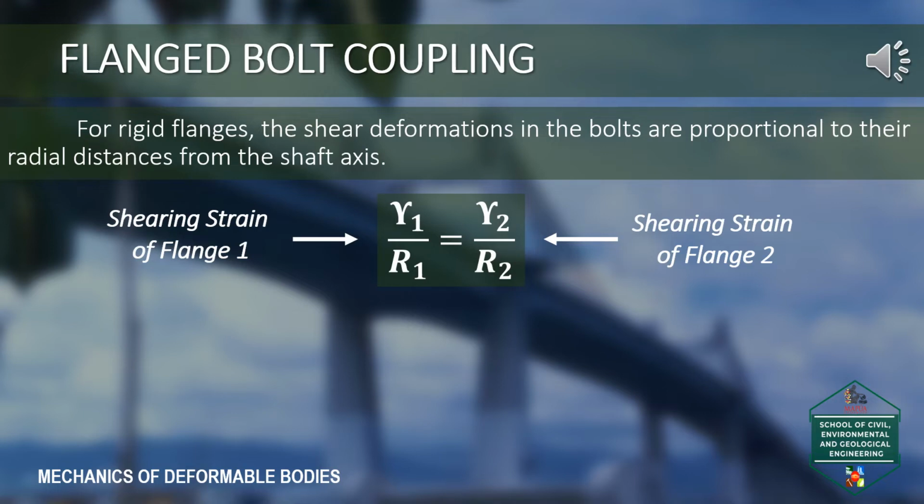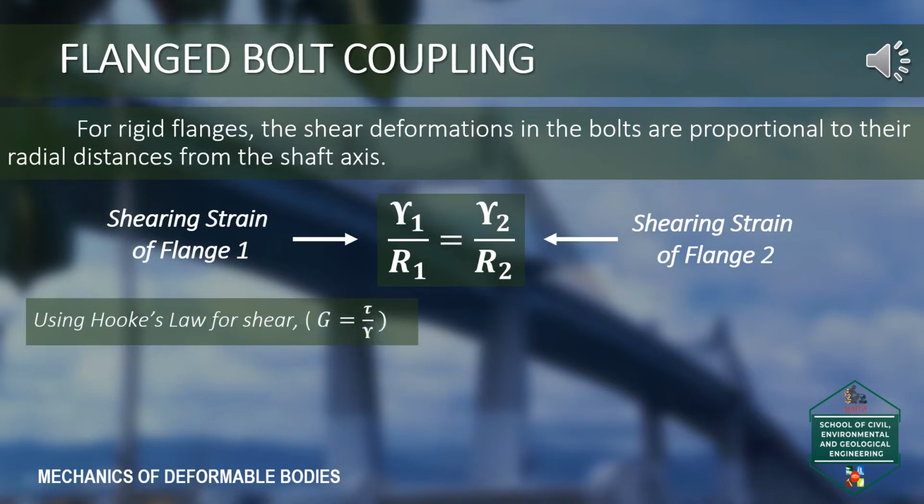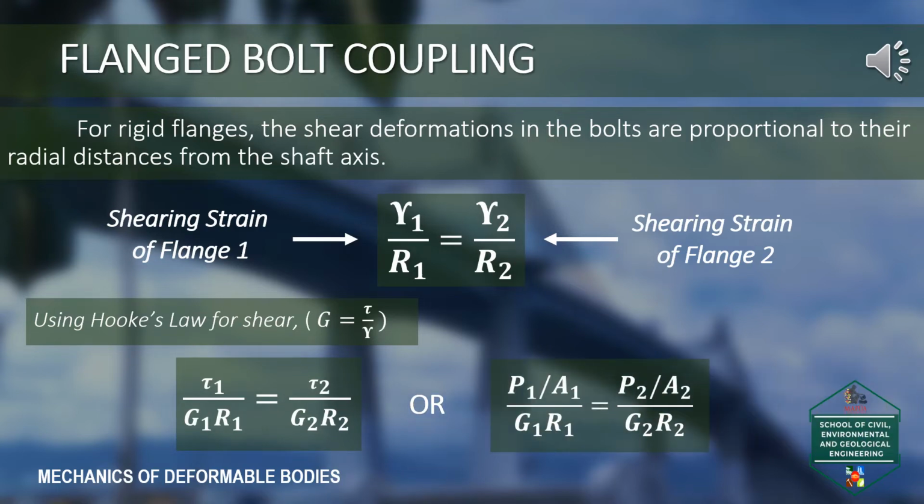Moving forward, using Hooke's law for shear. From the above equation of shearing strain, we substitute tau over G for the shear deformation indicated by gamma. Then we obtain this equation: shear stress over modulus of rigidity of bolt 1 times radius of bolt 1 equal to shear stress over modulus of rigidity of bolt 2 times radius of bolt 2. Then expanding the shear stress tau, we obtain force over area for the shear stress, leaving us this equation.